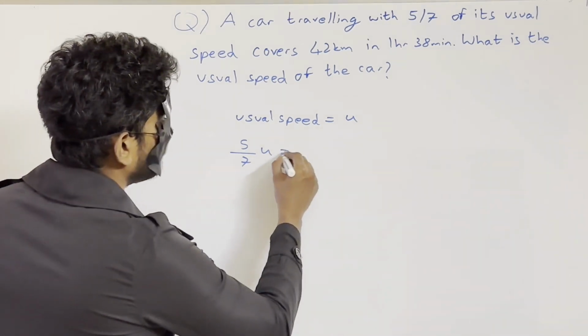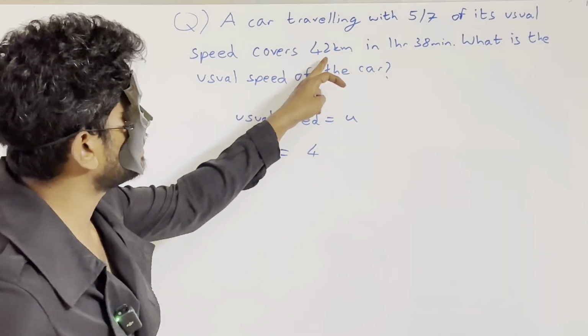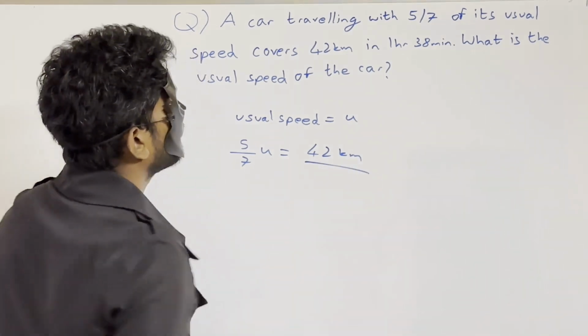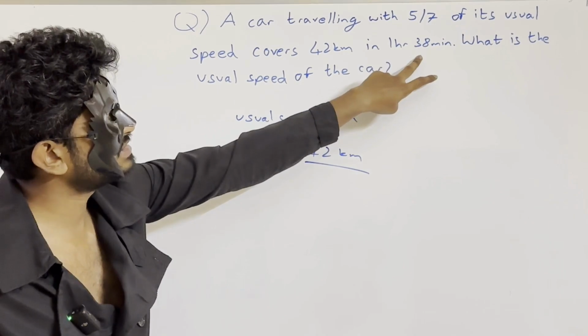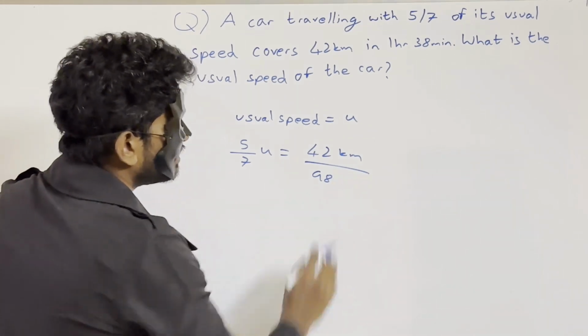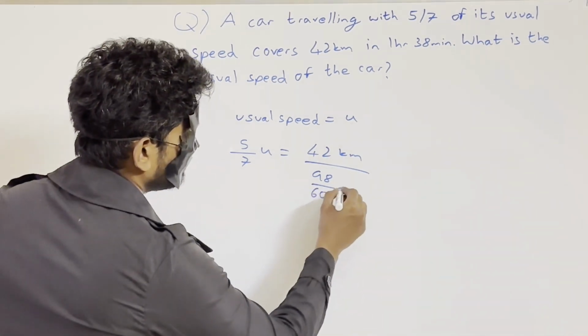What is given is, speed is nothing but equal to distance by time. Distance here is equal to 42 kilometers. So 42 kilometers by time, I will convert this into minutes. 1 hour is nothing but equal to 60 minutes plus 38 minutes, that is nothing but 98 minutes. 98 minutes in hours is nothing but 98 by 60 hours.